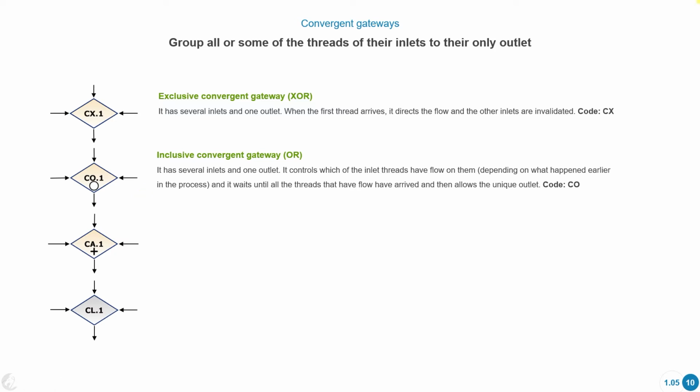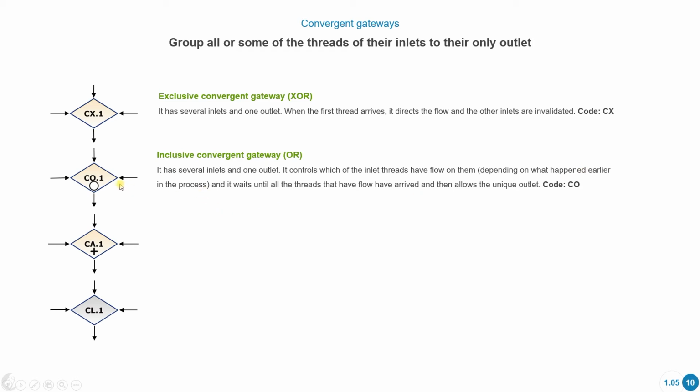This one controls which of the inlets have flow on them, depending on what happened earlier in the process, and it waits until all the threads have flow. And once they've arrived, it allows the unique outlet to continue the flow. So in this case, the CO gateway, I like to remember this gateway as the intelligent gateway because, as it says here, it's going to wait for one or more threads to arrive, depending on what happened early in the process. So it's actually a smart gateway.